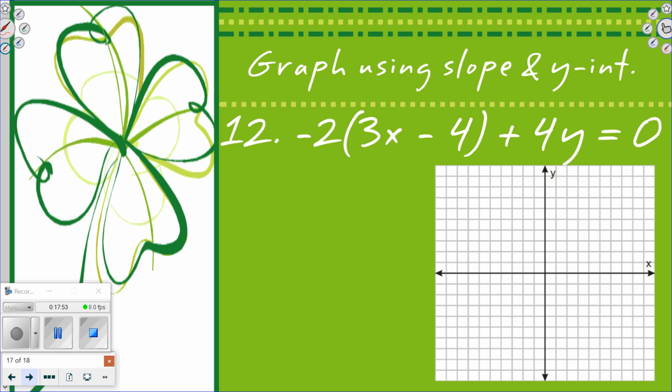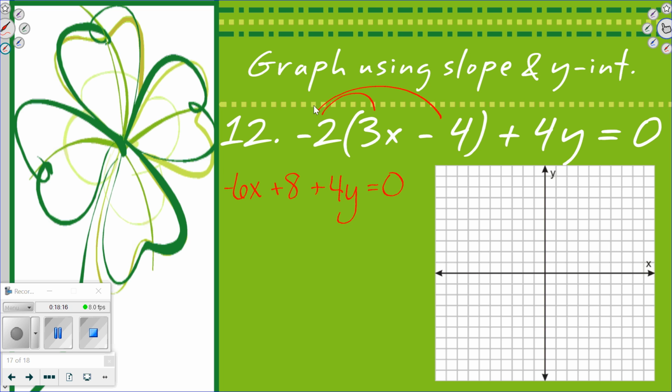And then, oh, that's pretty. What do you do with that? Good, let's distribute first. So we get negative 6x plus 8. A lot of you have a tendency to lose those signs. Plus 4y equals 0.